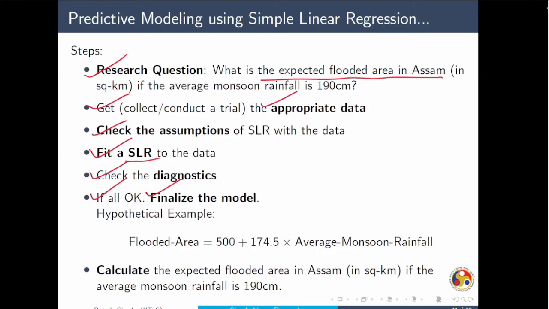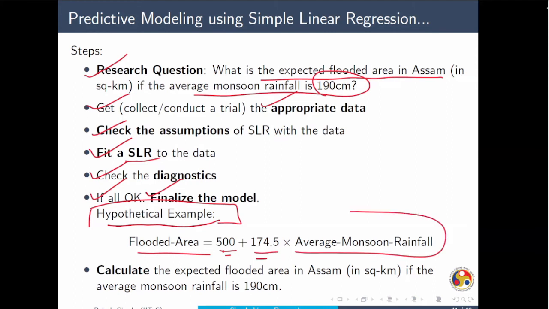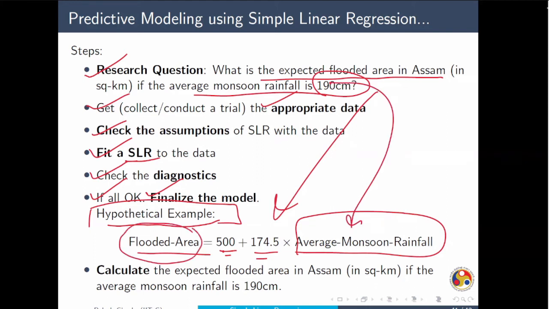Now, if someone says that this year the average monsoon rainfall will be 190 centimeters, while typically the average monsoon here in Assam is around 180, so it is above average, then you fit your model. I do not have data, so let's consider a hypothetical model: flood area is 500 plus a coefficient times average rainfall. This is the fitted model you have arrived at. Now you put 190 here, and you will get the flooded area in square kilometers.